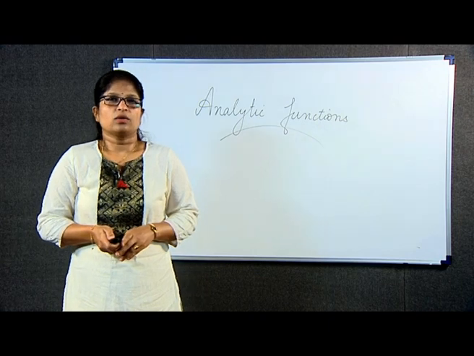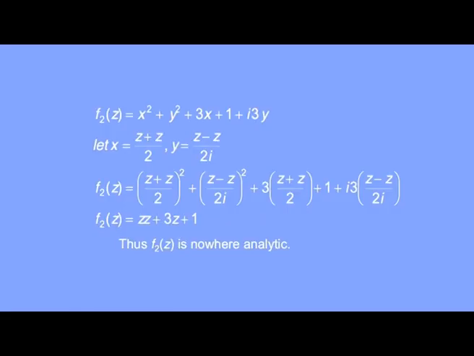Now, another example. f2(z) is equal to x square plus y square plus 3x plus 1 plus i 3y. Same way we proceed. You substitute x as z plus z bar by 2, y is z minus z bar by 2i. See, you are again trying to find out whether there will be a z bar term once you simplify it by substituting these x and y in terms of z and z bar. So, if you succeed in getting a function which contains only z, then you can say it is analytic, but if z bar remains, what happens? That becomes a function which is not analytic.